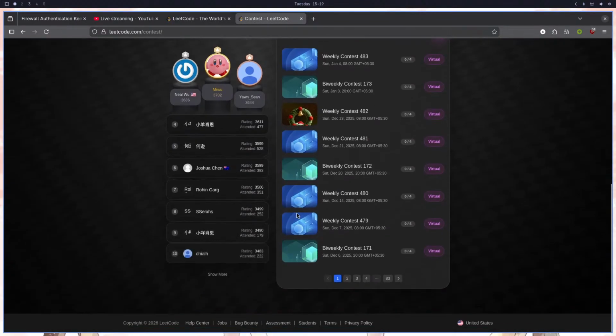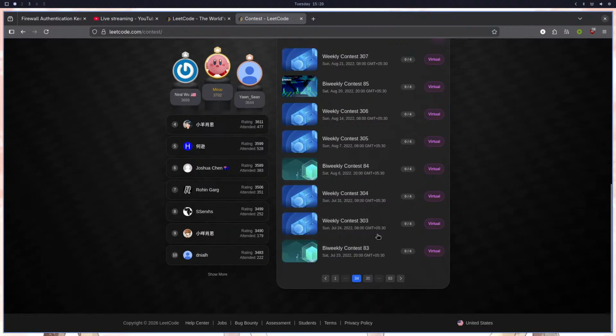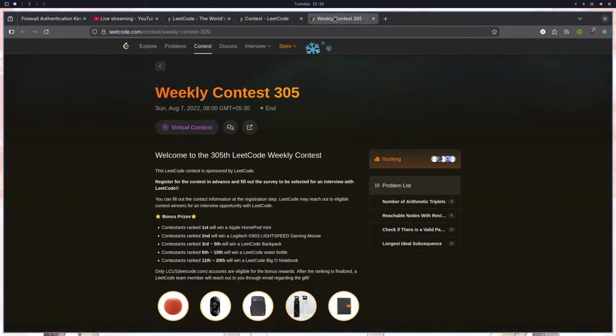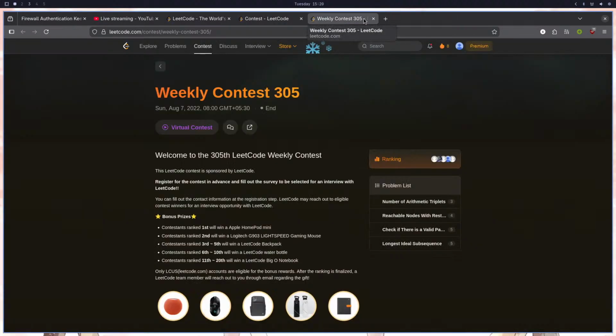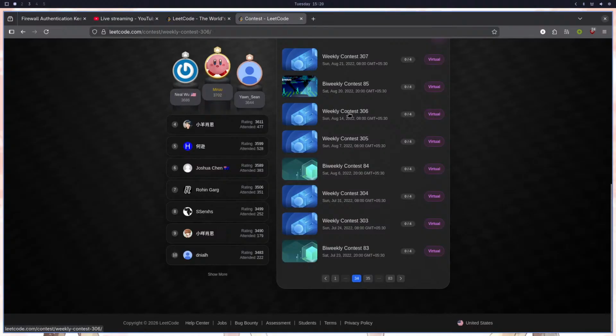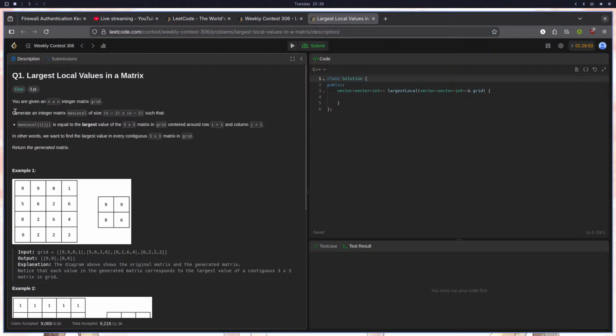Contest 306. Where is 306? No, we did 305 only yesterday. So why is it not updating on this? We did solve Longest Ideal Subsequence, right? Yes, solved. Video 306. Virtual contest. Start practice. Join now. You are given an n cross n matrix grid.